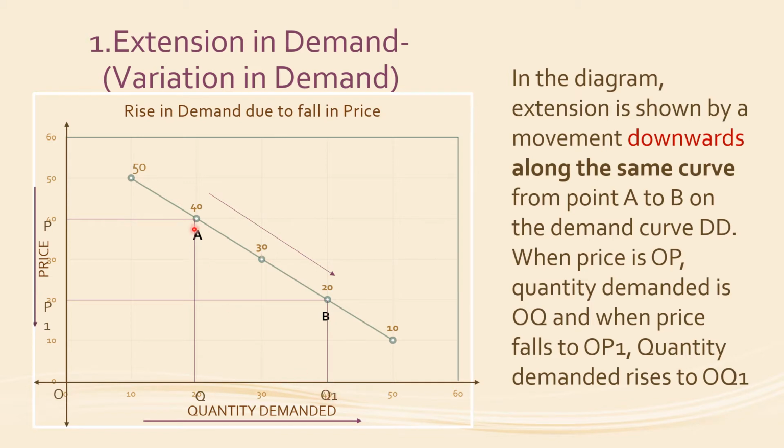So clearly we can see in this diagram of extension of demand that there is a movement from point A to point B along the same demand curve. How did that come about? It comes about because price falls from OP to OP1, and as a result, quantity demanded rises from OQ to OQ1. This is an illustration of extension in demand.